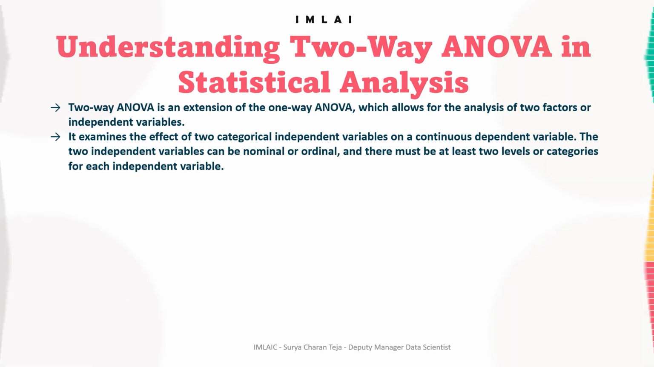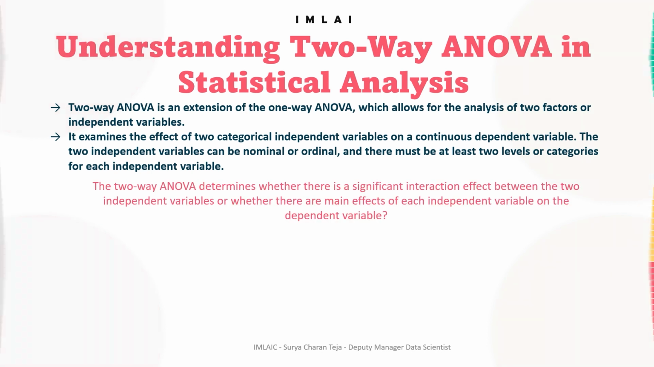determines whether there is a significant interaction effect between the two independent variables, or whether there are main effects of each independent variable. A significant interaction effect occurs when the effect of one independent variable on the dependent variable differs across the levels of the other independent variable. The main effects refer to the overall effect of each independent variable on the dependent variable.